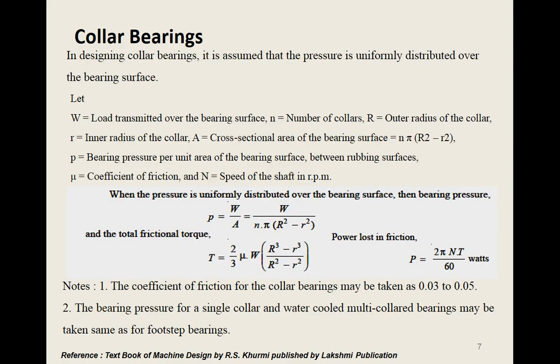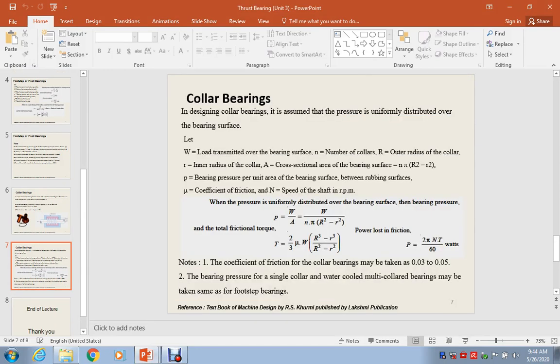Now these are the equations. Power and torque are the same, and the power loss due to friction we can calculate by P is equal to 2 pi N T by 60. And in case of collar bearing, the coefficient of friction is taken between 0.023 to 0.05. Okay. Up to this we have covered in the previous lecture. Now come to the numerical problem.